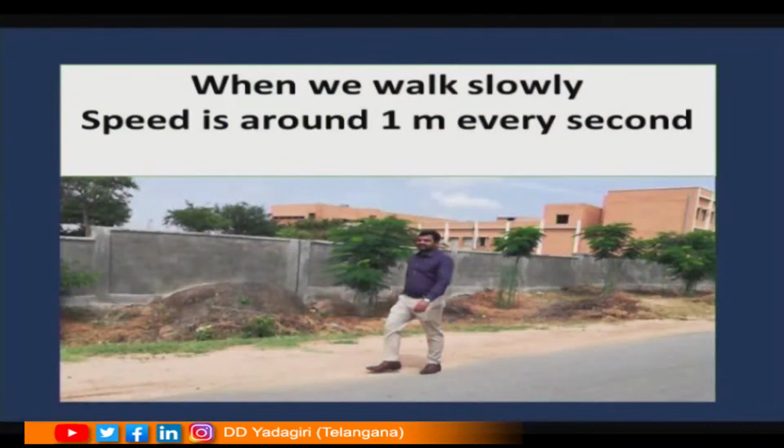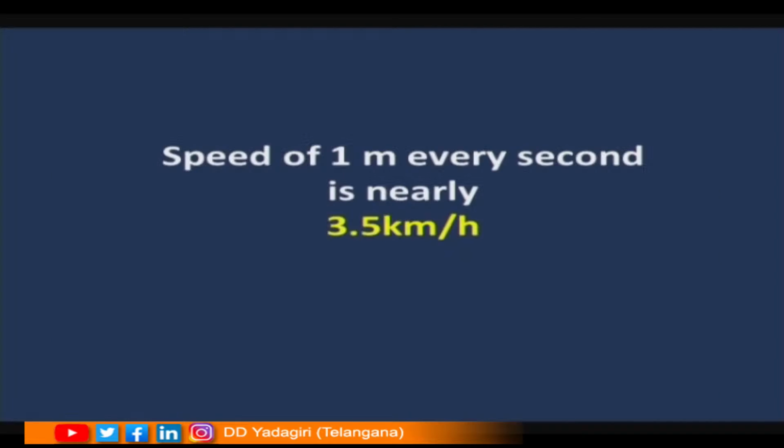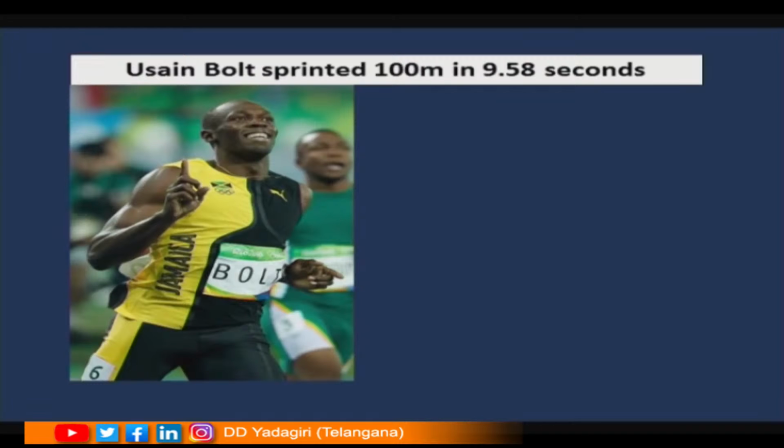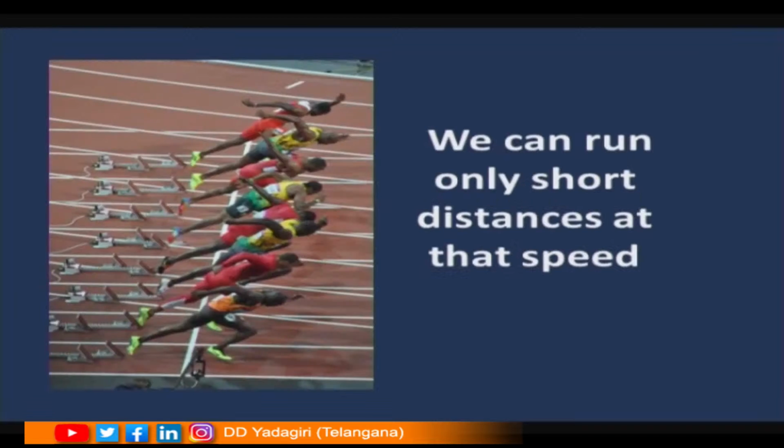Now consider the following examples. When we walk slowly, speed is around 1 meter every second. This comes out to be nearly 3.5 kilometers every hour. Athletes sprint 100 meters in about 10 seconds. That's Usain Bolt, who sprinted 100 meters in 9.58 seconds, which is 37.57 kilometers per hour. But we can run only short distances at this speed.